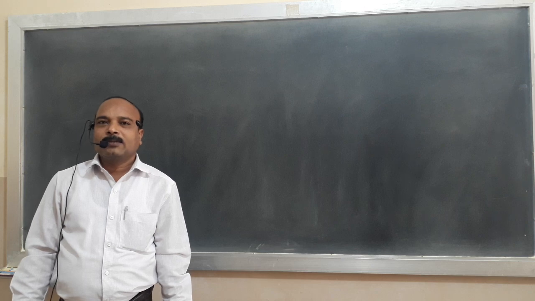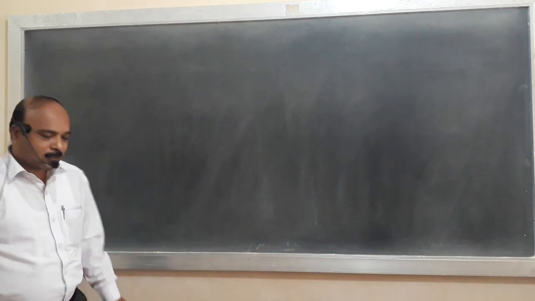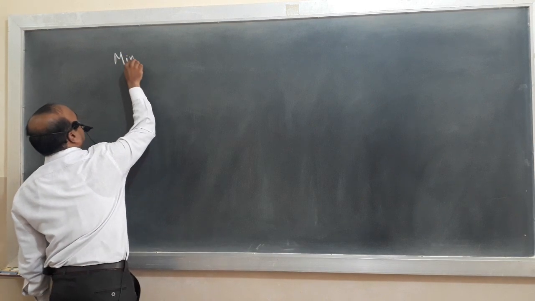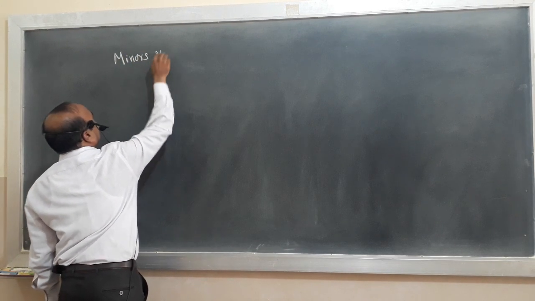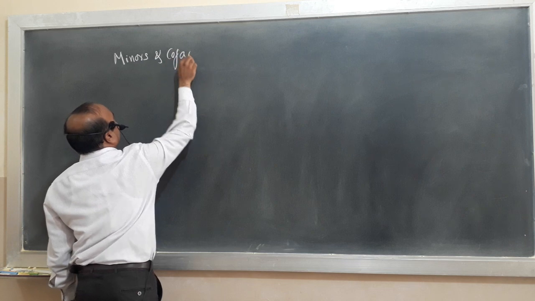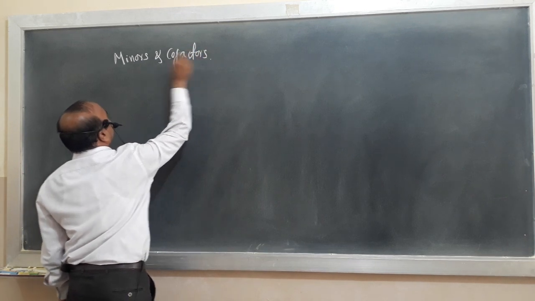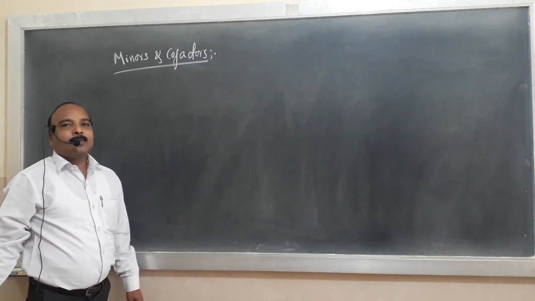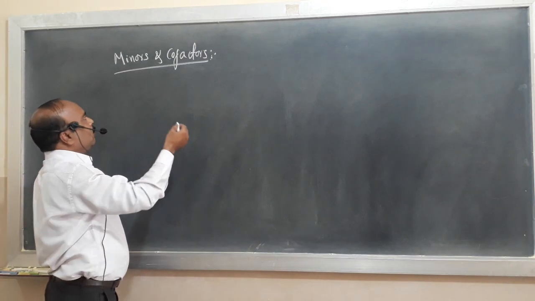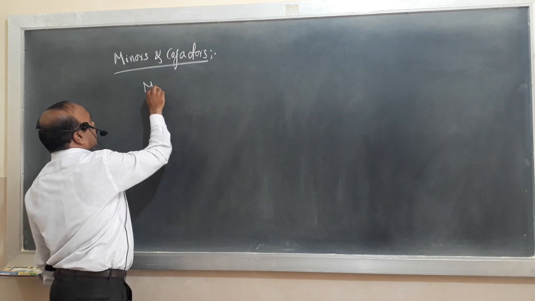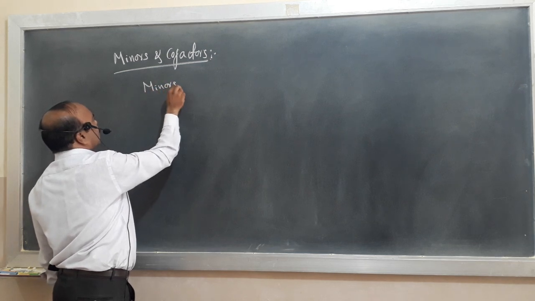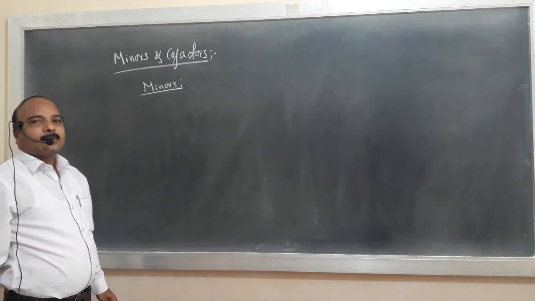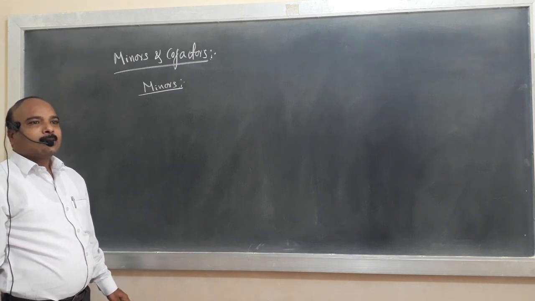First we complete minors and cofactors. In this, first we complete minors, after that we go for cofactors. First we go for minors. Here we define the minor of the determinant.